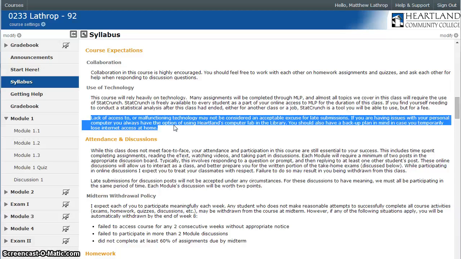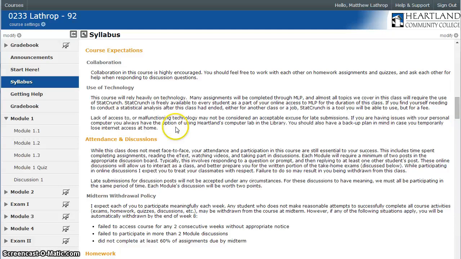So you're taking an online class. The assumption is that you have regular access to an internet connection, that you have an up-to-date computer. If for some reason you're unable to access something at home, Heartland's computer lab, which is located in the library, is available to you. And just something to think about now is that you should have some backup plan in mind in case you temporarily lose internet access at home. So a storm over the weekend or just downtime from your cable company, whatever happens, you want to have some backup plans so you can still get things in by the due dates.